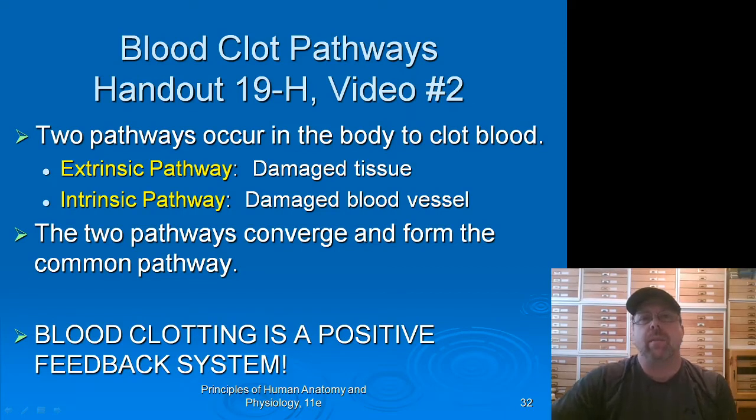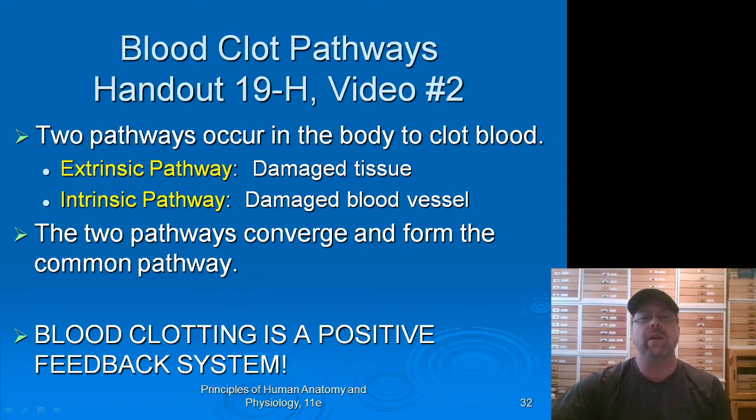So now let's talk about the actual blood clotting and how we form a blood clot. We call this the blood clotting pathway. Now this is going to be our next handout, and it goes through a series of cascades. So what happens is we have different clotting factors, different proteins that are going to initiate and stimulate other clotting factors to produce a blood clot.